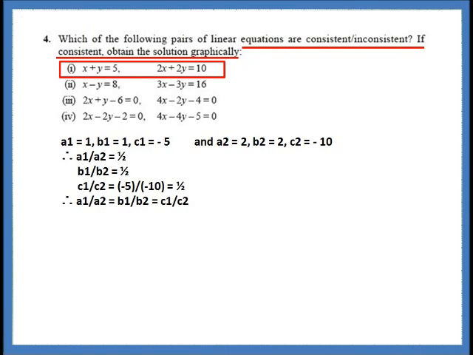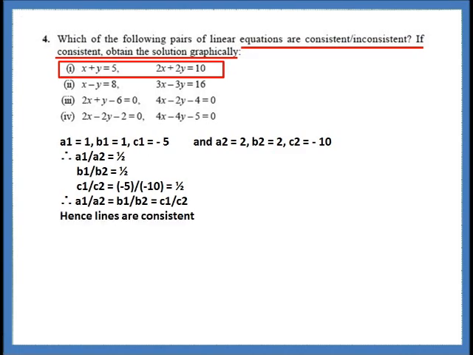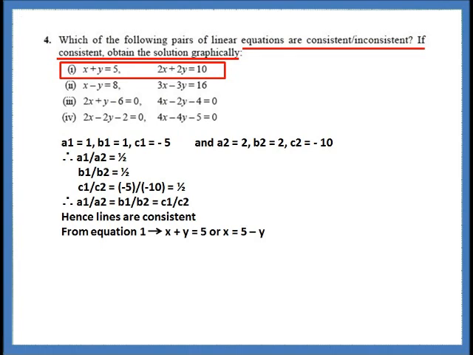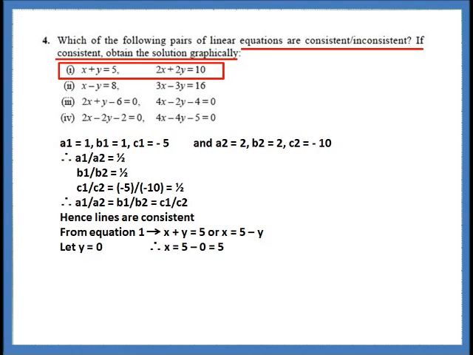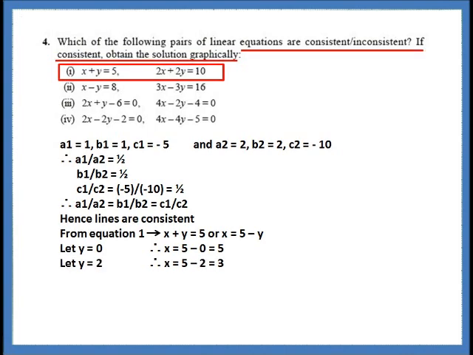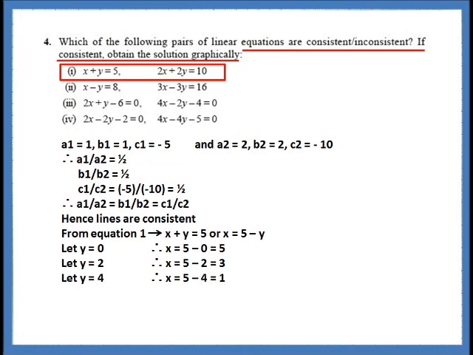Therefore, a1/a2 = b1/b2 = c1/c2. As you observe, all of them are 1/2. Hence, the lines are consistent. From equation 1, that is x + y = 5, or x = 5 - y. Let y = 0, therefore x = 5 - 0, and that is equal to 5. Let y = 2, therefore x = 5 - 2, and that is equal to 3.